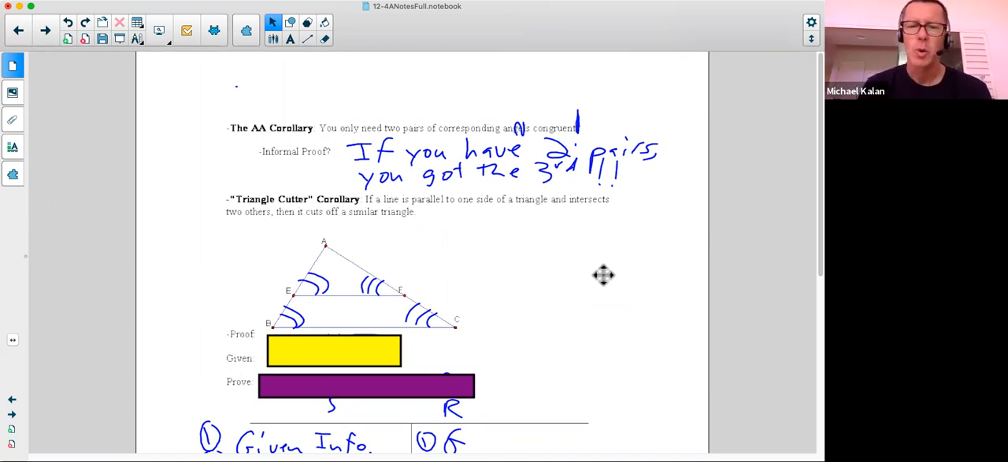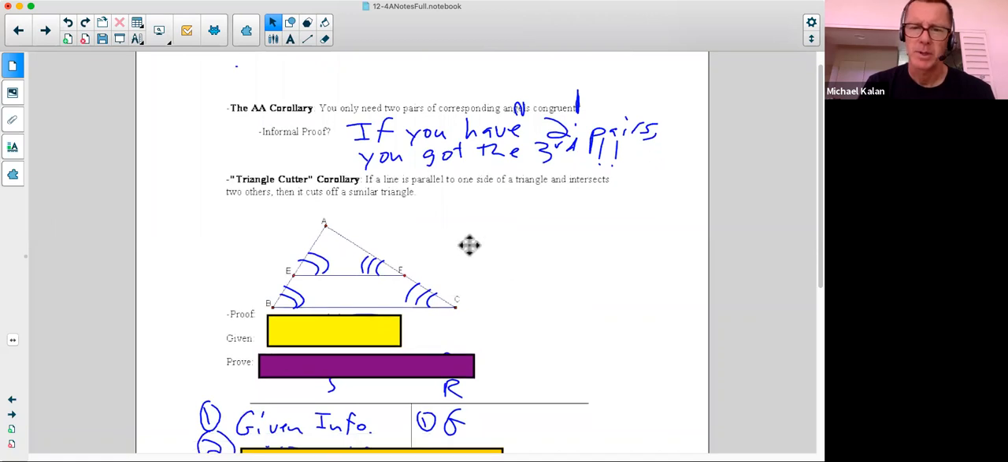Okay, and then we have triangle cutter, and you'll see why this is called triangle cutter in a second. If a line is parallel to one side of a triangle and intersects the other two, then it cuts off a similar triangle. We could go to side splitter for that, and then there's going to be proportion and so forth. So basically, you're going to use triangle cutter if you want to go straight to triangles being similar. If you want to get to proportions, then you're probably going to use side splitter.